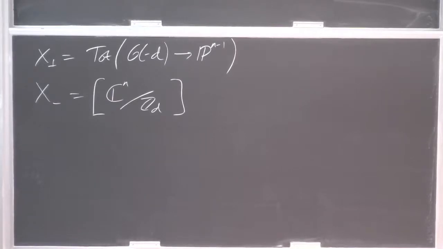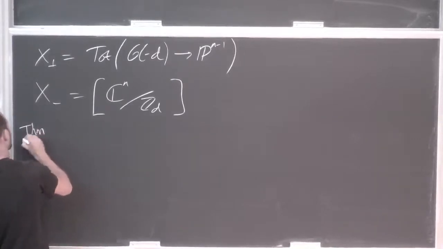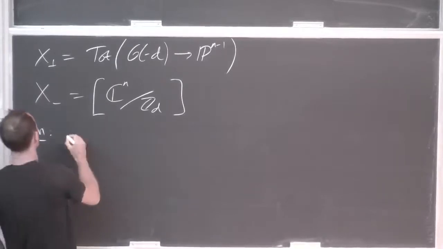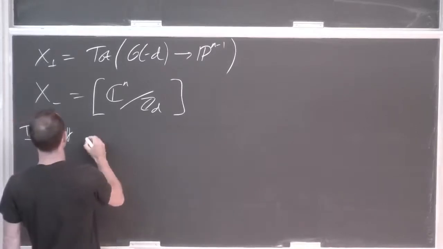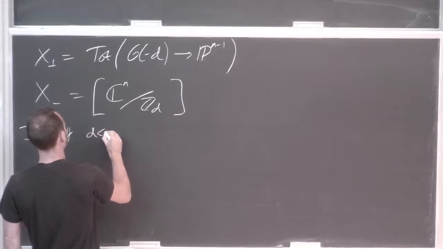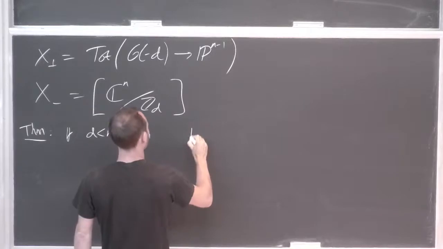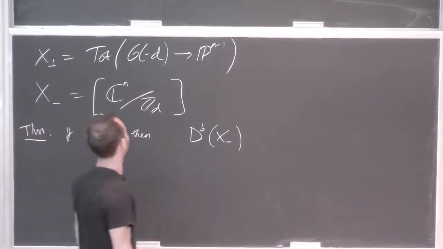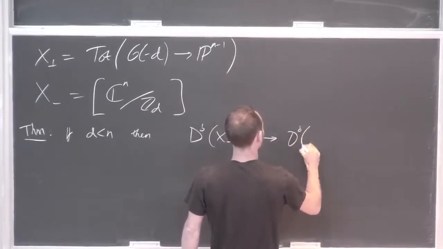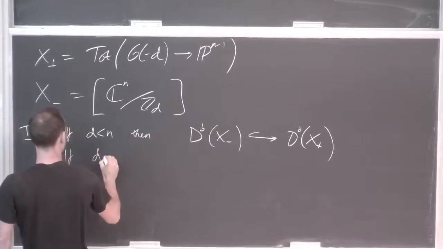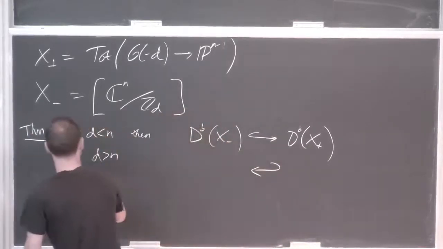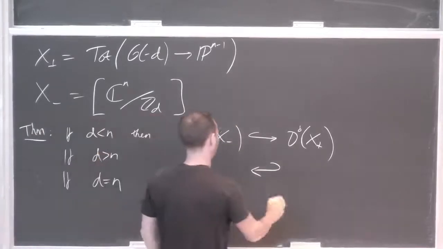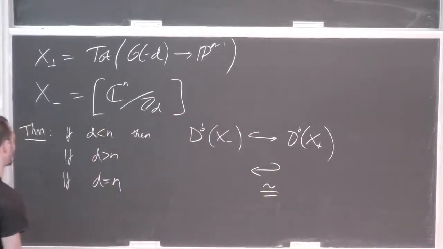You should think of these two as being birational to each other, even though one of them is an orbifold. Using windows, we proved that their derived categories are very closely related, and the relationship depends on the numbers n and d. The statement was that if d is less than n, then the derived category of the orbifold, which just means the Z_d-equivariant derived category of C^n, should embed into the derived category of X plus. If the inequality goes the other way, the embedding goes the other way. And if they're actually equal, then you have an equivalence.